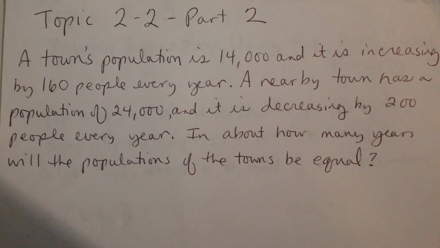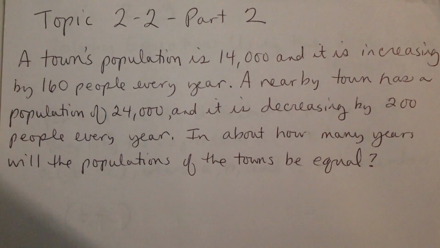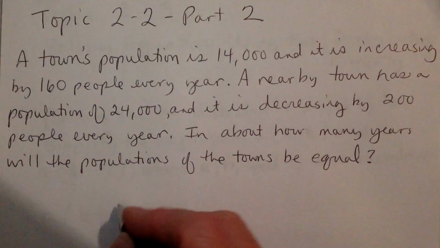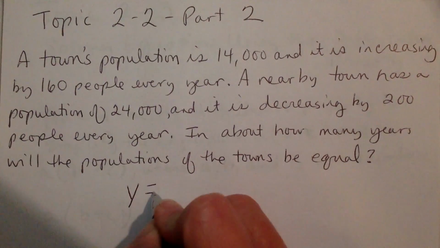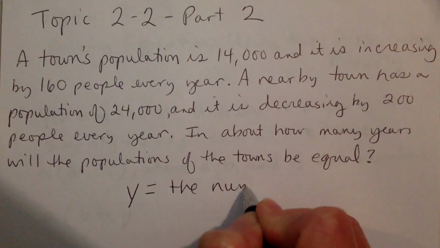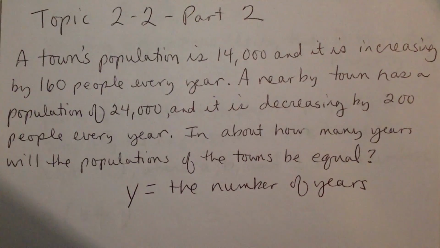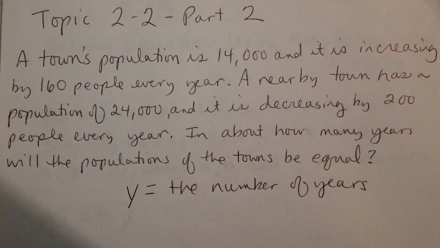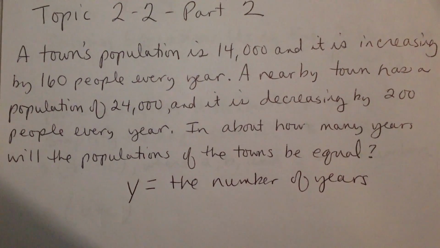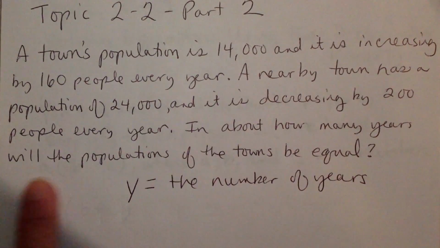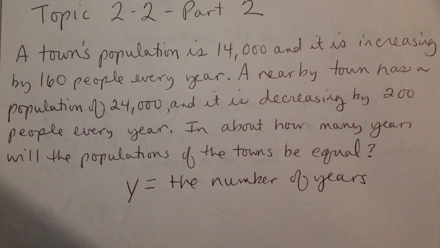So the first thing that we're going to need to do is find our variable and what it represents. The question says how many years. So I'm going to let y equal the number of years. Always pay close attention to what the question is asking. Now, let's set up our expressions, and then we will need to set them equal so that we have an equation. Anytime it is asking how many years will the population of the two towns be equal, we will set the two expressions equal to one another.